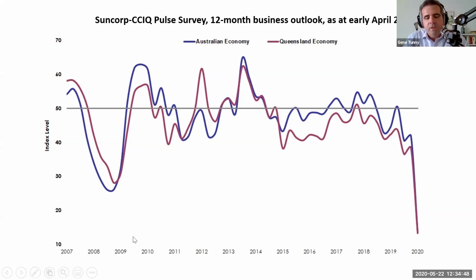In the CCIQ report, we see comments such as, "International and domestic tourism is currently dead and will stay that way for months." That's from a business owner on the Gold Coast. In Rockhampton, a business owner says that currently confidence appears to be at an all-time low. Customers are holding on to cash and not wanting to pay bills.